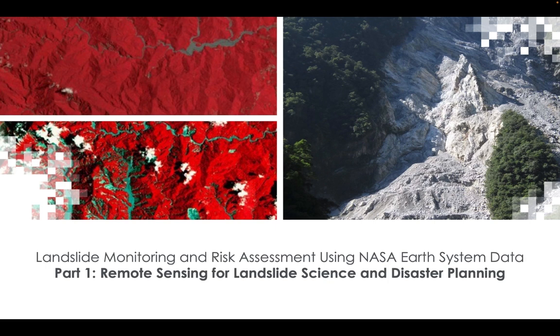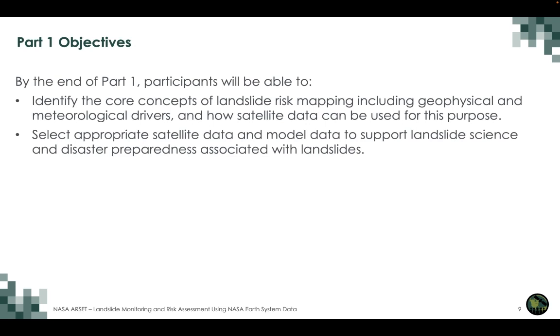Part 1 of the training is focused on remote sensing for landslide science and disaster planning. By the end of this Part 1, participants will be able to identify the core concepts of landslide risk mapping, including geophysical and meteorological drivers, and how satellite data can be used for this purpose, as well as select appropriate satellite data and model data to support landslide science and disaster preparedness associated with landslides.